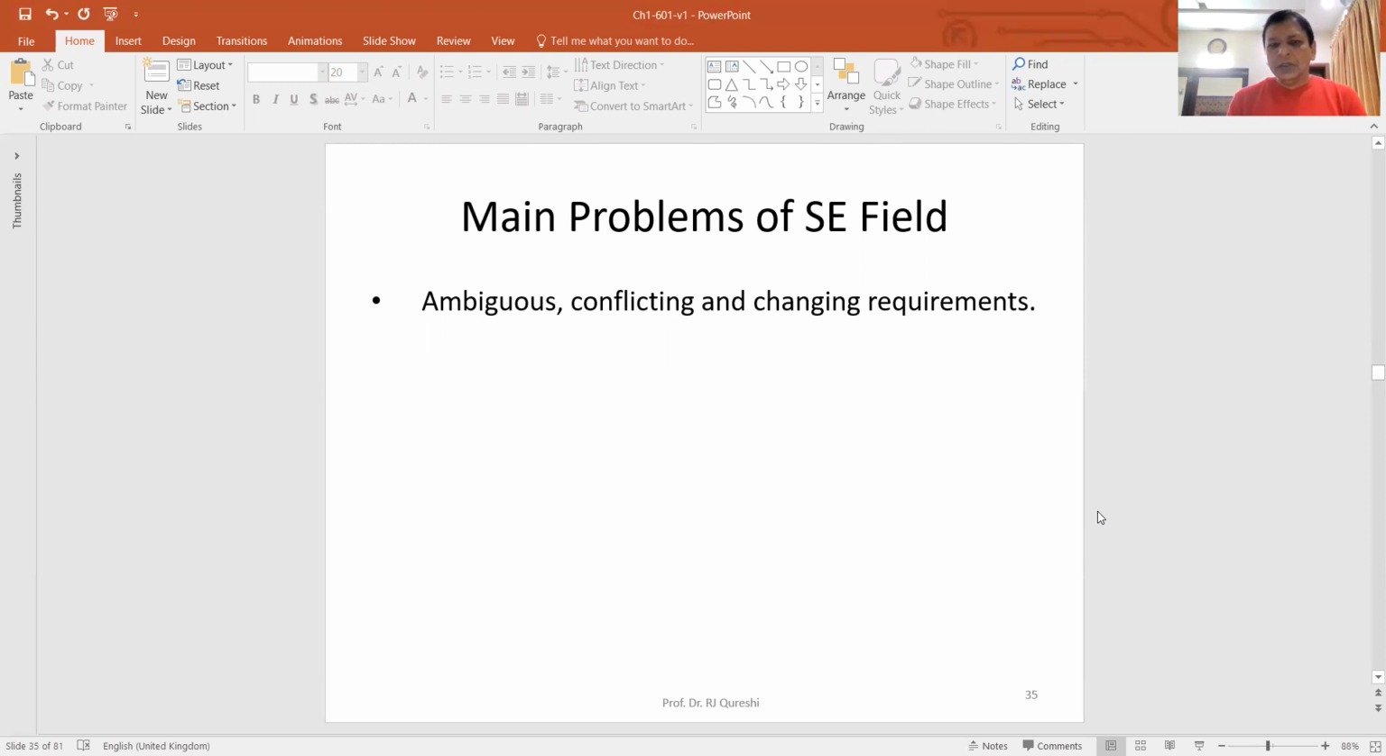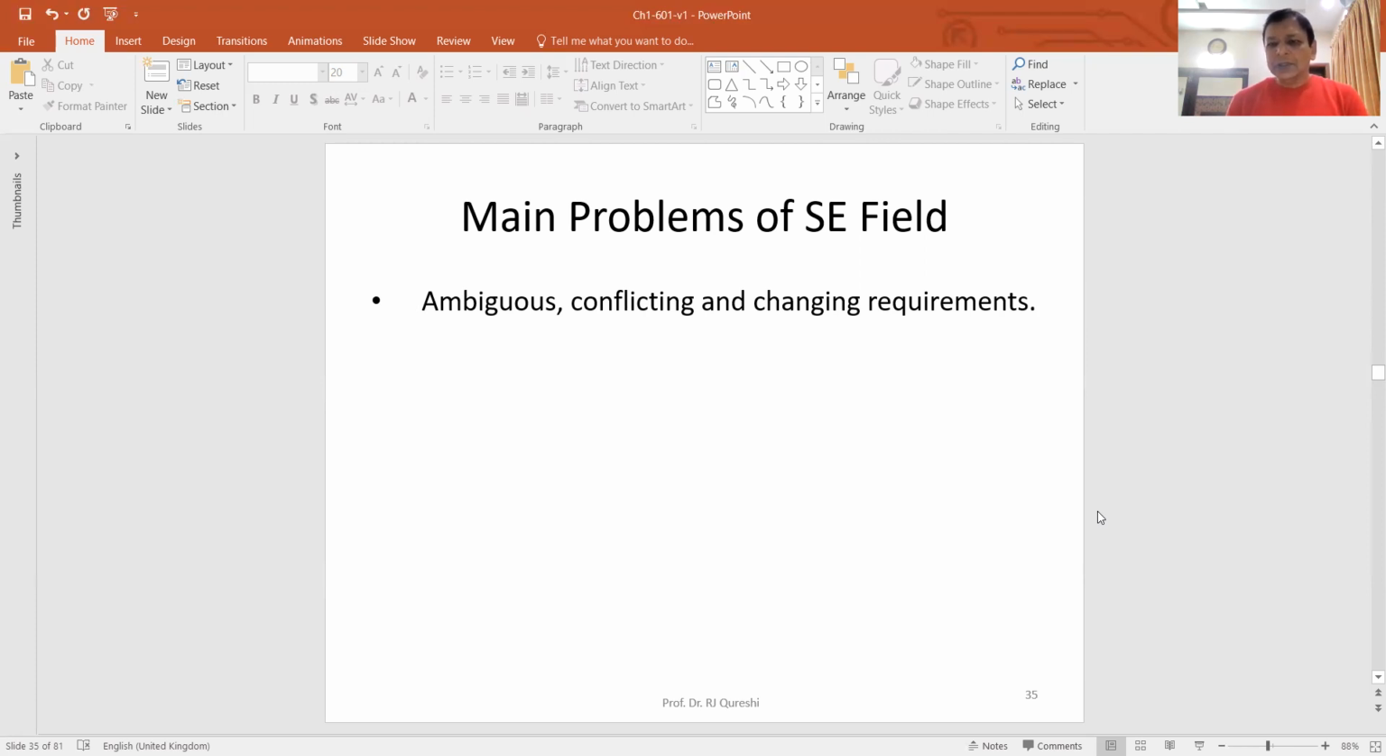Conflicting: on the customer side, there are three levels of management. We have top management, middle management, and lower management. And there are always conflicts among the three levels of management in agreeing on common requirements. So it is our responsibility to get all the levels of management to agree on a common requirement, common goal, common scope. We always face conflicting situations, conflicting requirements. Top management gives one requirement, middle management gives a different requirement, and lower management gives a different requirement.